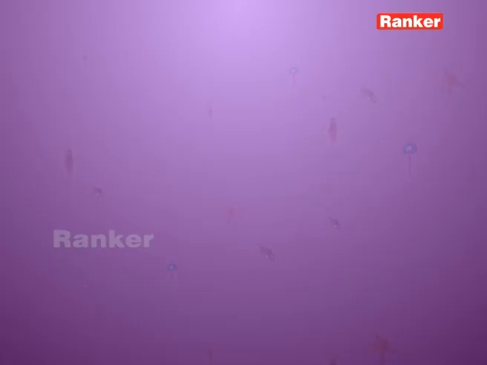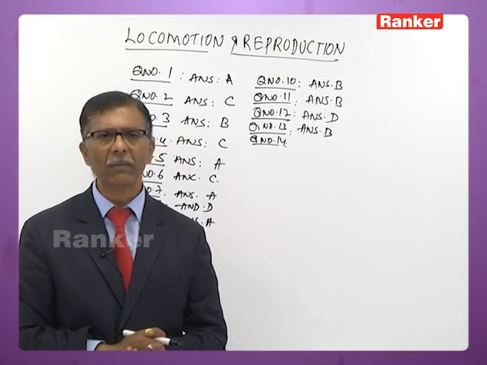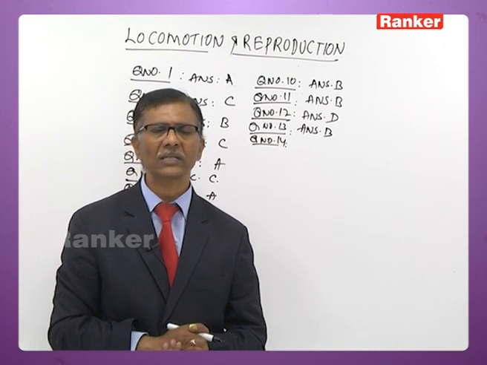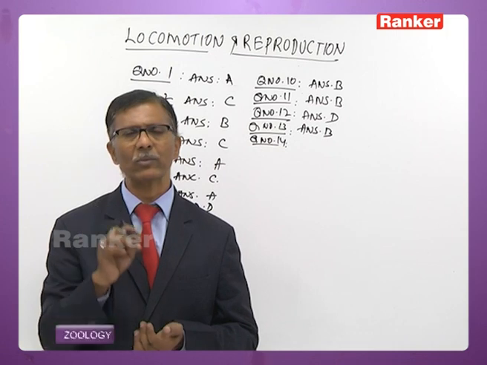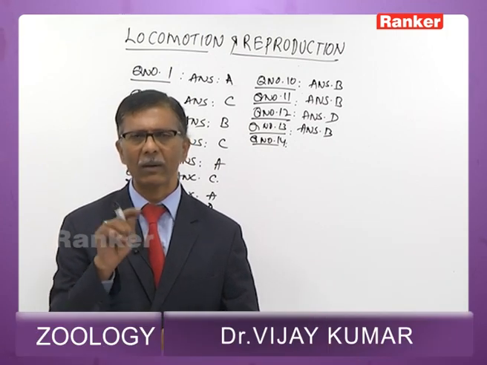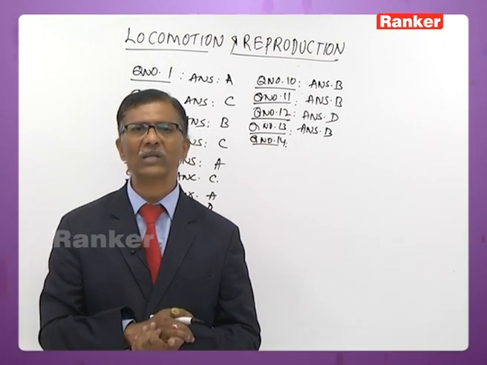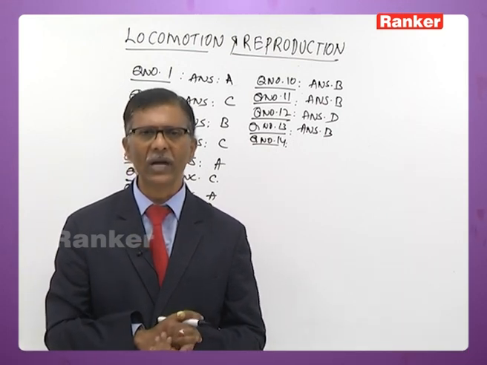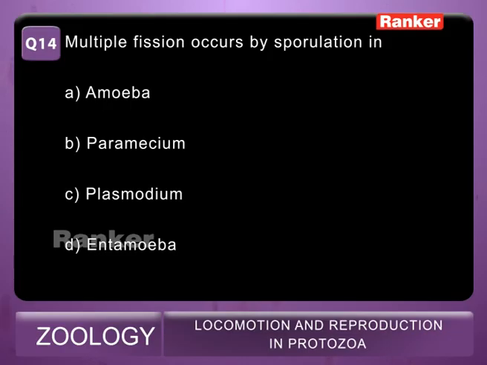Now question number 14, multiple fission occurs by sporulation in A. amoeba, B. paramecium, C. plasmodium, D. entamoeba. Now in amoeba, during unfavorable conditions, the nucleus breaks up to form several daughter nuclei. Each daughter nucleus transforms into young one. Each young one gets covered by a spore case to form spores. As many as around 200 spores are produced by this method. So sporulation is noticed in amoeba during unfavorable conditions. So for question number 14, the correct answer is A.